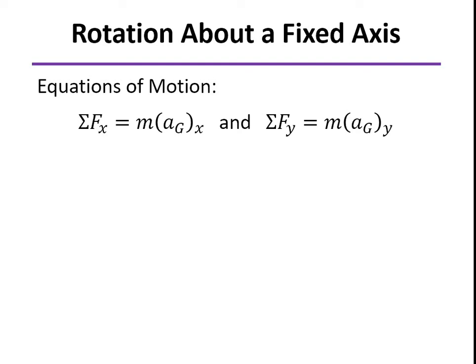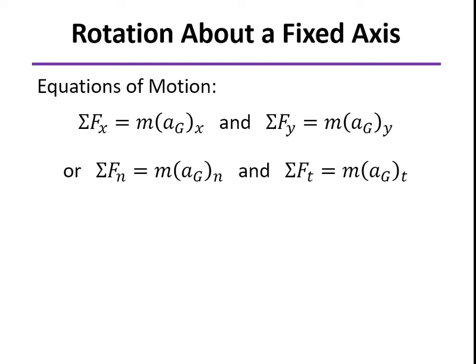then the acceleration of different points on the body are going to be different. Therefore, we have to be specific and say that the sum of the forces is equal to mass times the acceleration of the center of mass in the directions that we're looking. In some cases, it'll make sense to use x and y coordinates. In others, we might use normal and tangential components. And in either case, again, remember to take the acceleration of the center of mass.